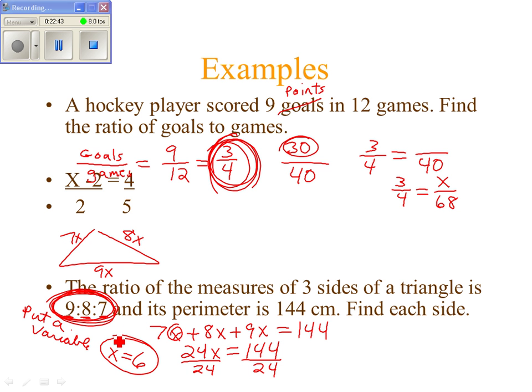Now x equals 6. Is that our answer? What do they want us to find? Find each side. So we have to go back to each one of these. What's 7 times 6? 42. What's 8 times 6? 48. And 9 times 6? 54. Those are your 3 answers. You could check it. How could you check it? Add them up, and they should add up to equal 144. If they don't, then we did something wrong.